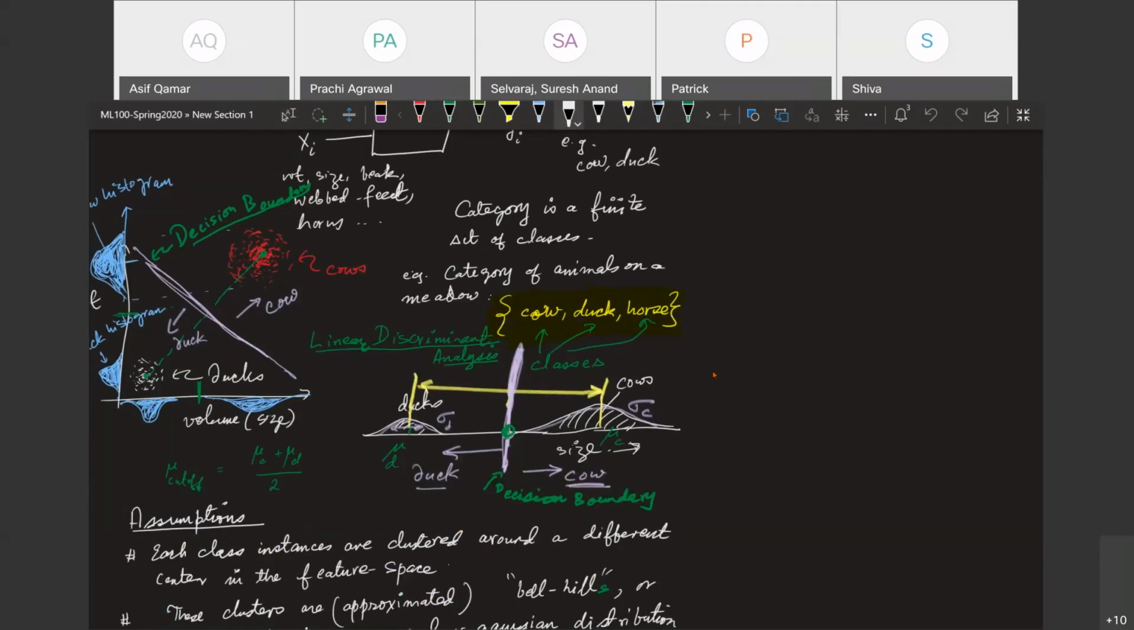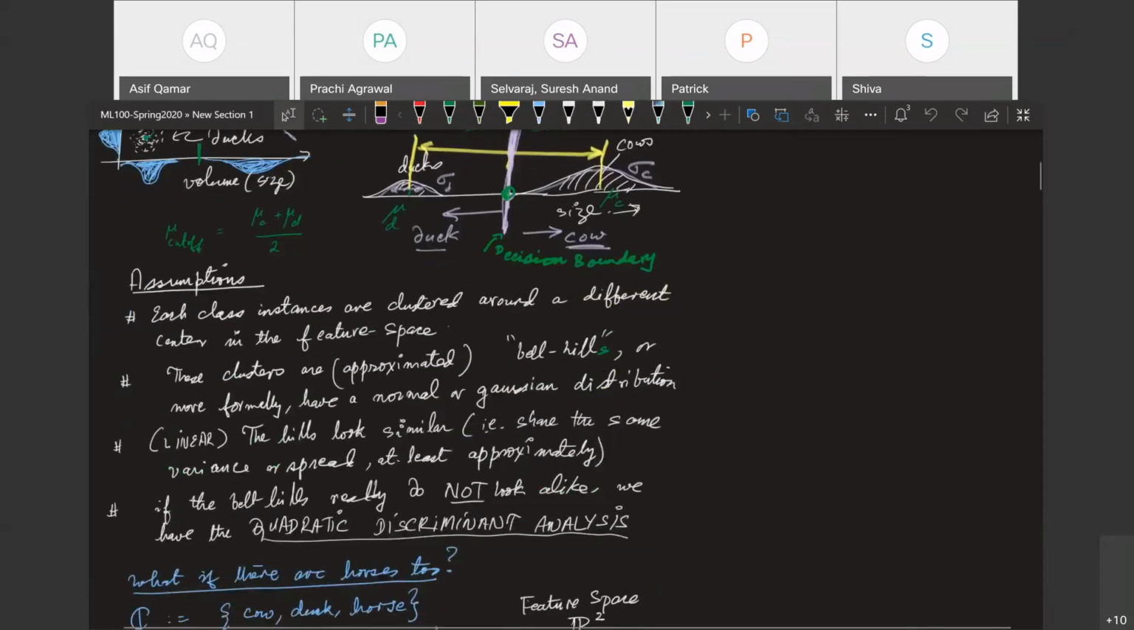And so the ducks will form here. We have volume versus weight, and the ducks are centered in one part of the feature space. Cows are big and heavy. They're centered at another part of the feature space. And so what do you do? You go to the bell hills, at the tippy tops, hilltops. You connect them, and then you take a bisector. You get a pretty good decision boundary from that. So that brings up the concept of a decision boundary.